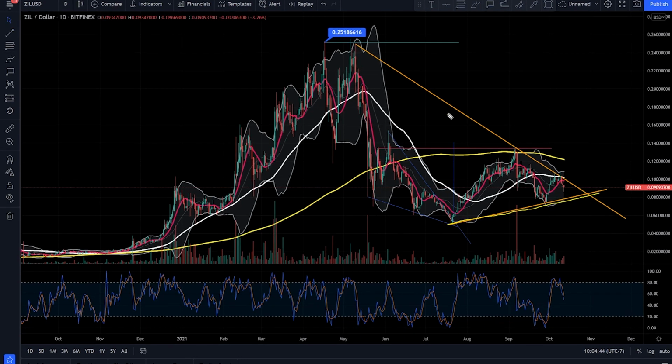Look at the support trend line as well as the resistance trend line. Essentially what's happening now is Zilliqa has been trending down, but it is forming this symmetrical triangle. The price is getting very close to the apex. So within the next few days, we will have a situation where either Zilliqa would break to the upside or break down to the downside.